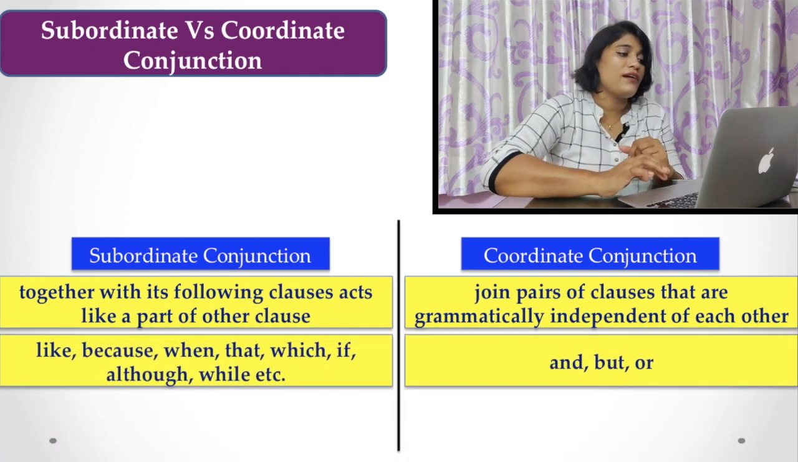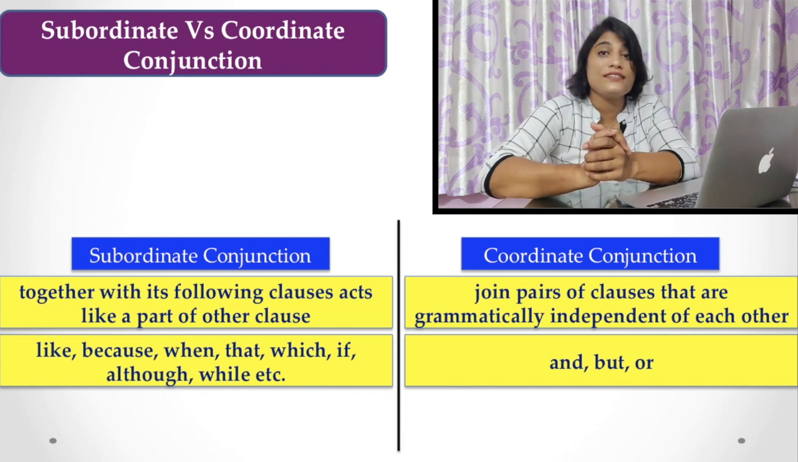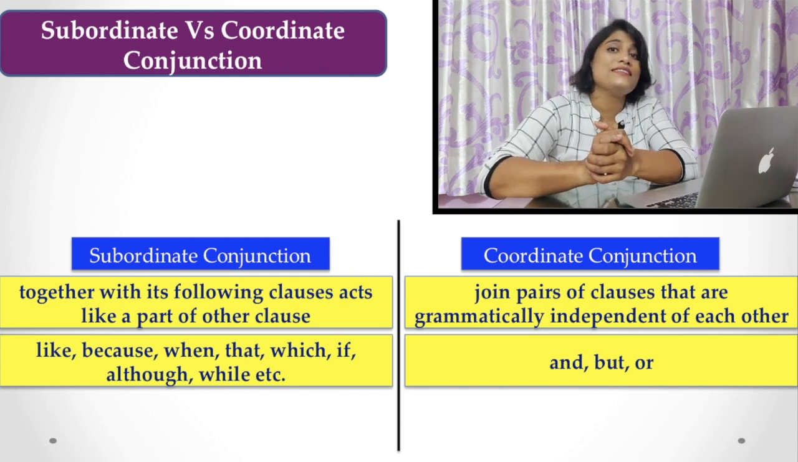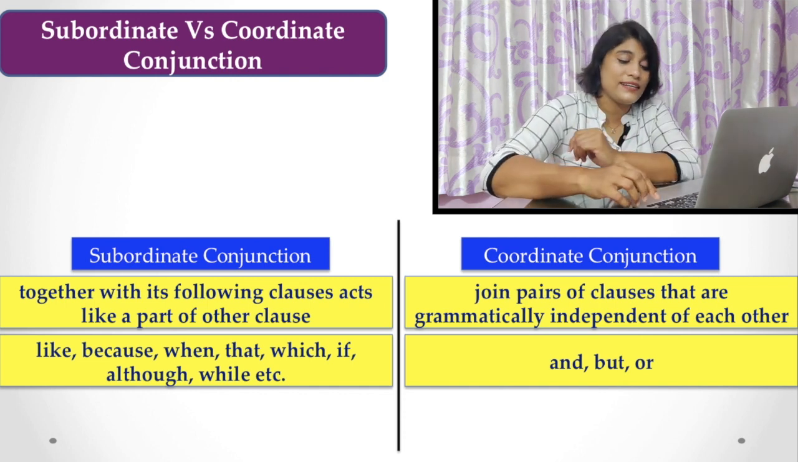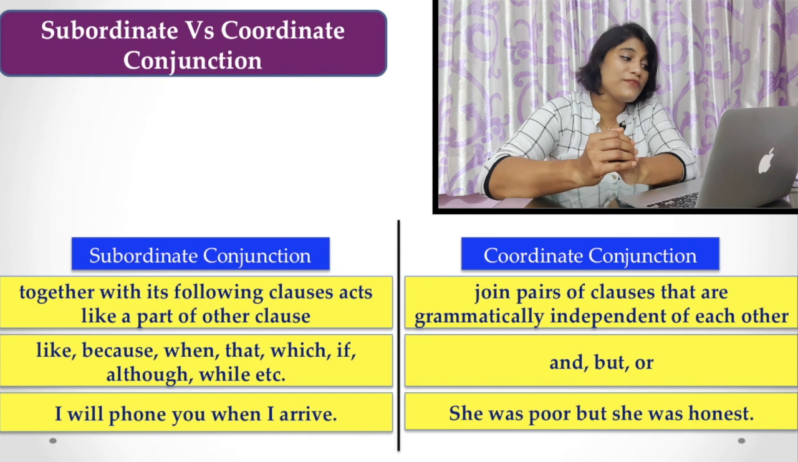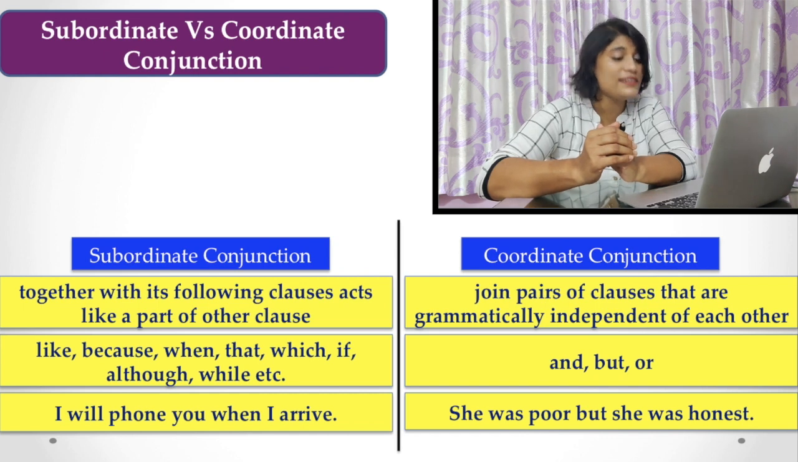Another important difference is that words like because, when, that, which, if, although, while are subordinating conjunctions, whereas and, but, or are coordinating conjunctions. Here is an example for you: I will phone you when I arrive. Here you find when is a subordinating conjunction. She was poor but she was honest. Here but is a coordinating conjunction.